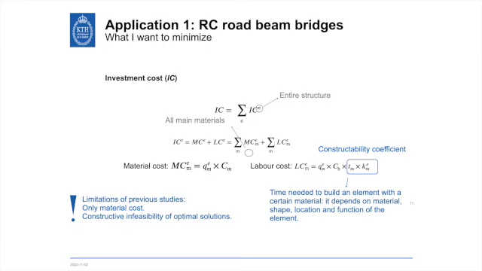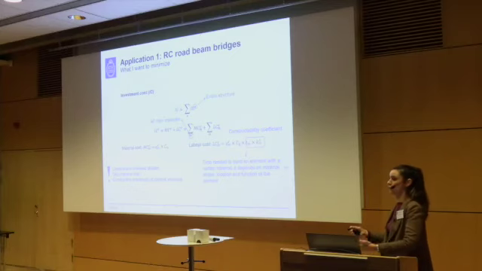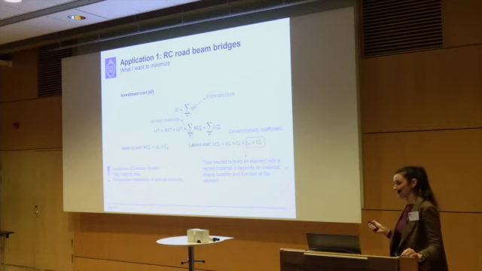Investment cost of the entire structure, considering all the main materials involved, but what is important here is that I consider both material cost and labor cost. And labor cost is not simply proportional to the quantity of material. If you pour 1 cubic meter of concrete, it takes more than half the effort than if you pour 2 of them. But there are other things we need to consider.